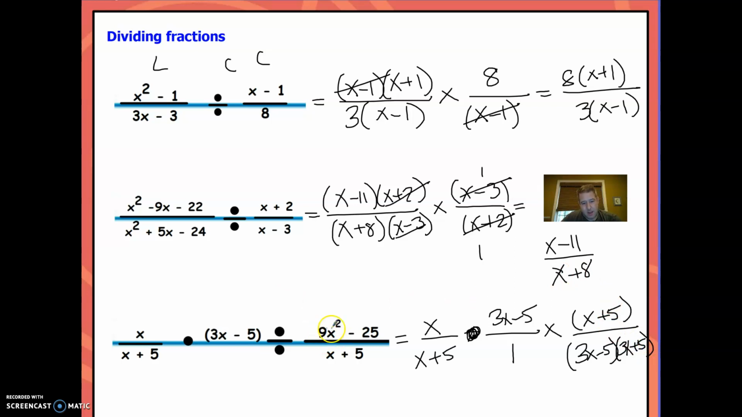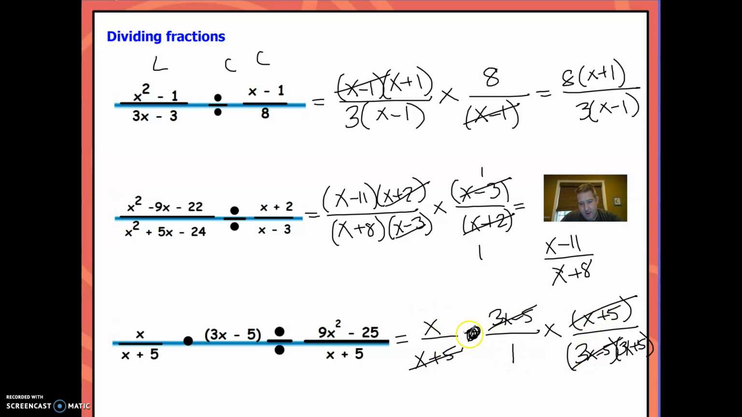Because 3x times 3x is 9x squared. 5 times negative 5 is negative 25. And the outers and inners of FOIL are going to cancel each other out. So they're going to be positive 15x and negative 15x. That's going to cancel out. Now I'm ready to reduce diagonally. So this factor and this factor can cancel out. Even this factor and this factor, it doesn't matter that it's 2 rationals away from each other. They can still be canceled if they're diagonal to each other.